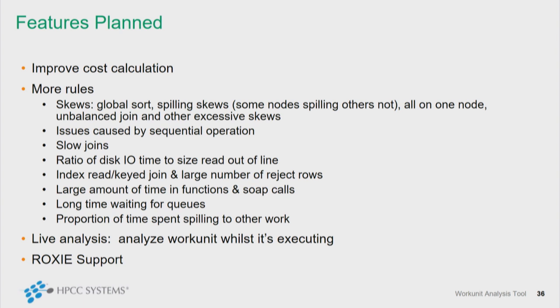We do have some improvements planned. We want to improve the cost calculation. We want to add more rules. We want to make it more configurable. So if it's reporting an issue and you think it's expected skew, you can configure it so it doesn't report that. We would like to also provide live analysis, so while the job is executing, it could report problems. After every activity completes, it could report problems. And finally, adding Roxie support.